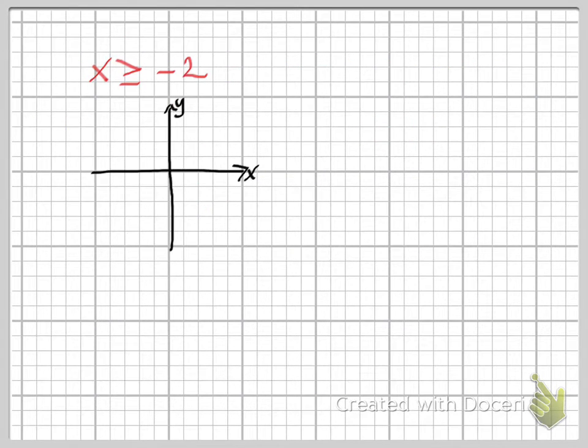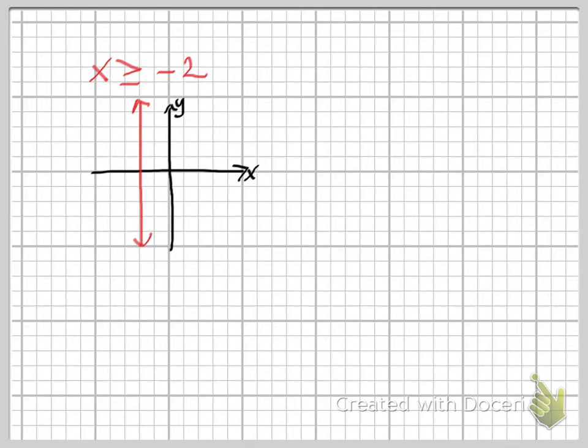So let's take a look at this graph. How are we going to graph this? There's no y. What do we do? Well, all this is saying is that x is greater than or equal to negative 2. It means that x is always going to equal negative 2. I go to where x is negative 2 and I draw a straight line right through it. It is vertical.